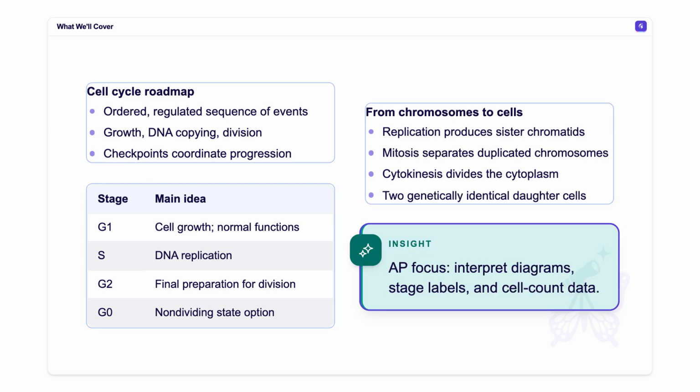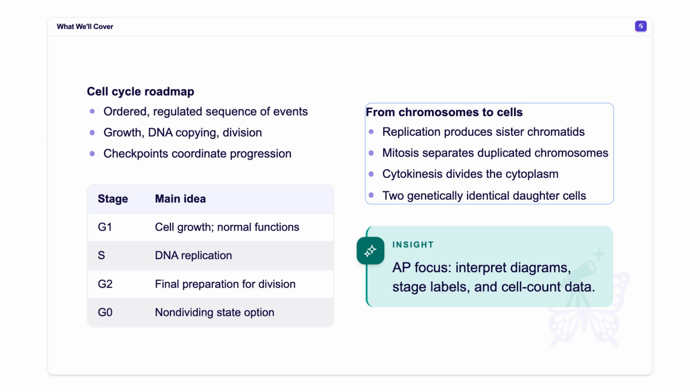For AP Biology, do not just memorize the stage names. You will often need to interpret diagrams, match stage labels, and reason from cell count data about where cells spend their time. So keep two big questions in mind. What is happening to the chromosomes? And how does the cell make sure each new cell gets the right information? Next, we will sharpen the chromosome vocabulary you need for that.